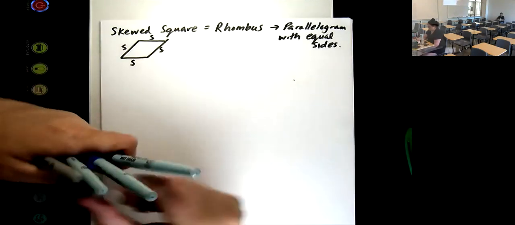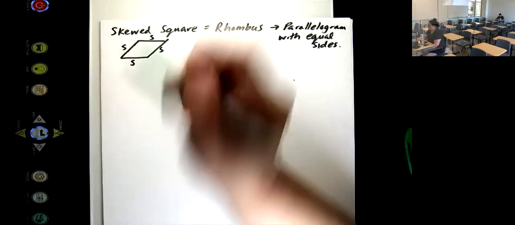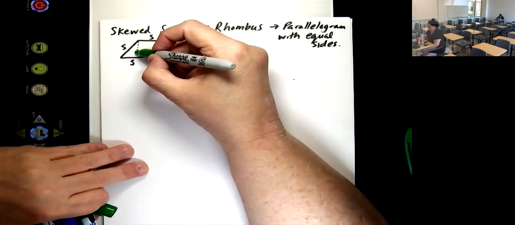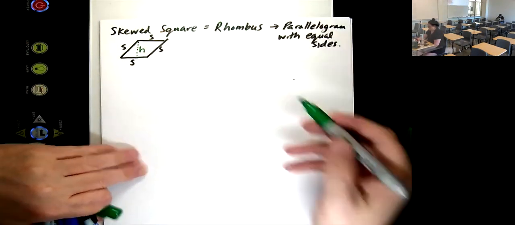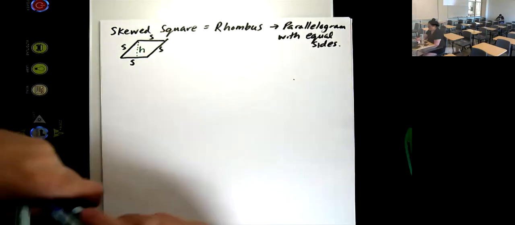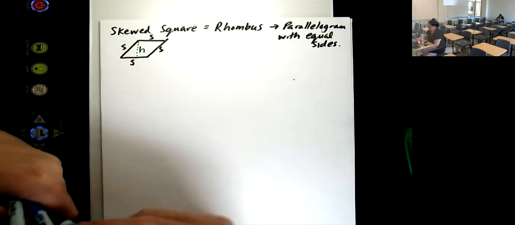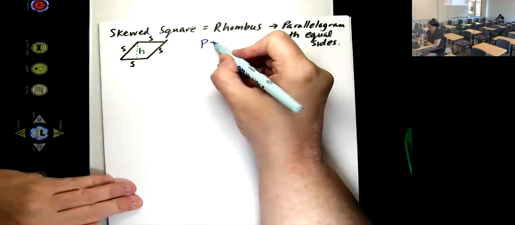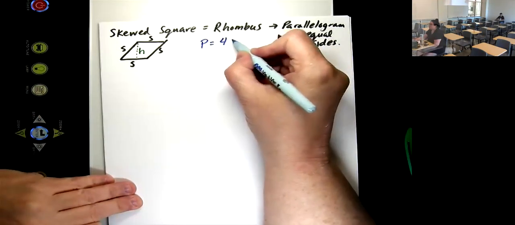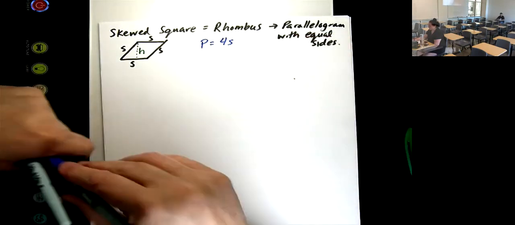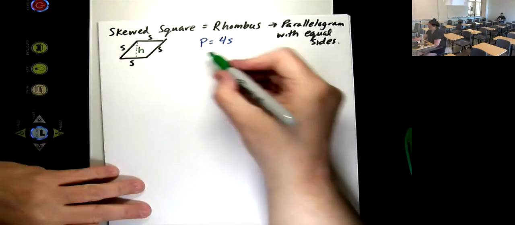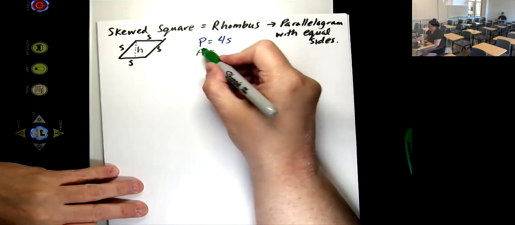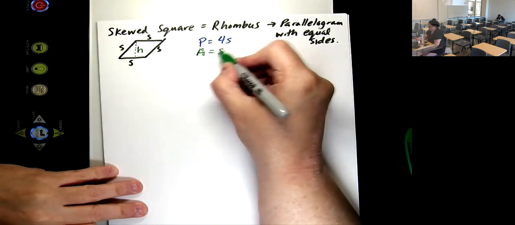Just like with the parallelogram, we mention a vertical height between these two, H. The perimeter, we can see if we add up the four sides, is 4S. And the area, instead of being base times height, is S times height.